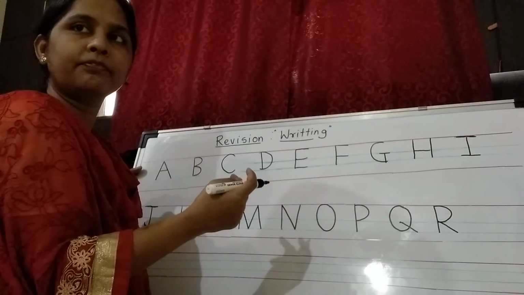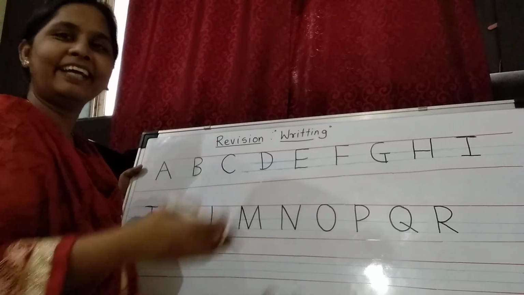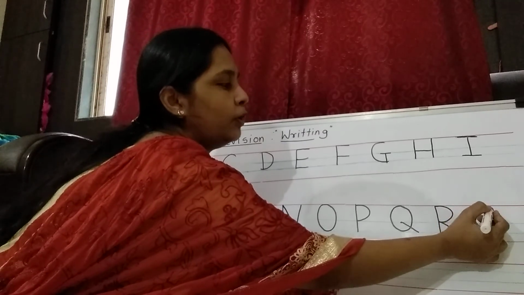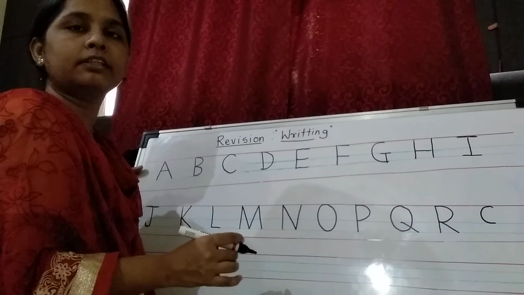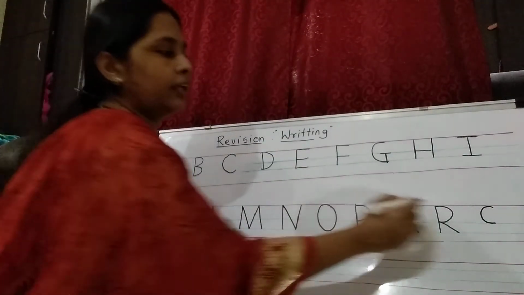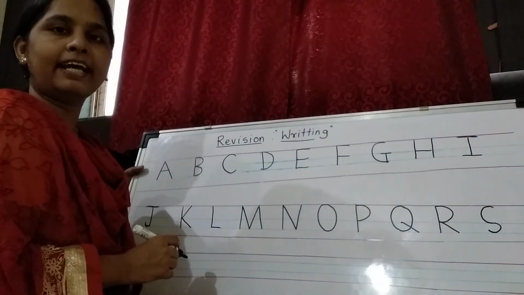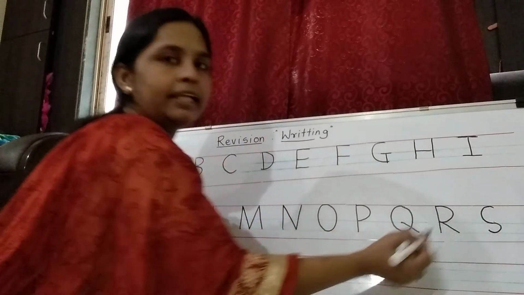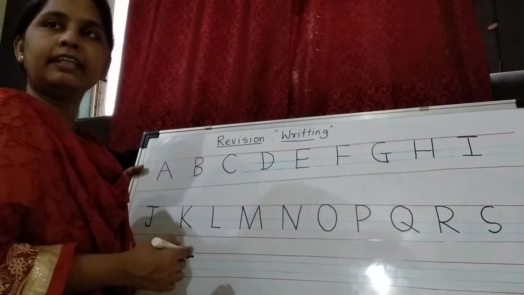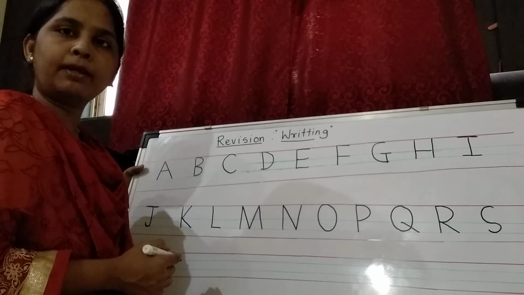Move towards the next. After R? A, B, C, D, E, F, G, H, I, J, K, L, M, N, O, P. Yes, very good. S. So, small C between red to blue. Small C between red to first blue line. C. And then turn it to other side. S. Then small C between red to blue line and turn it to the next blue. Okay? Done, Chinmayi, or any problem?